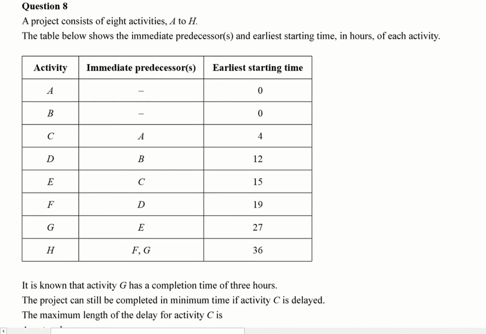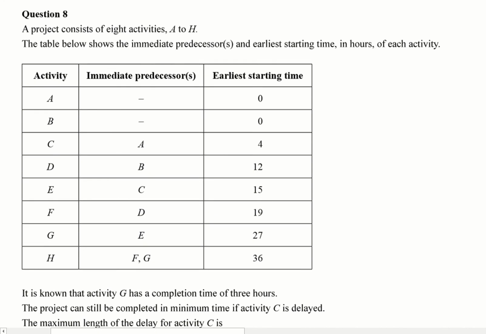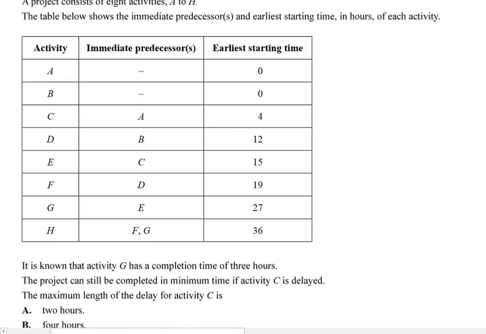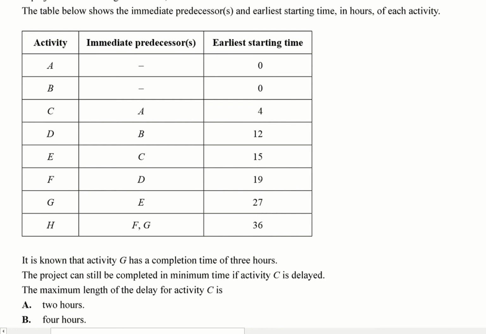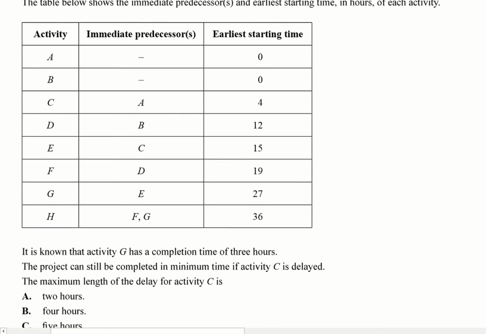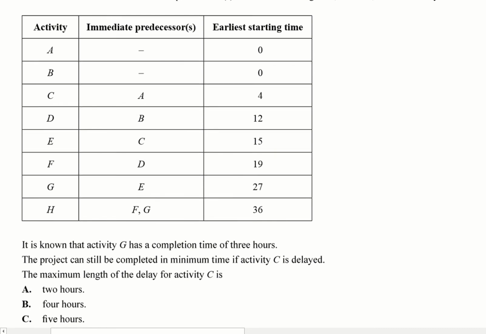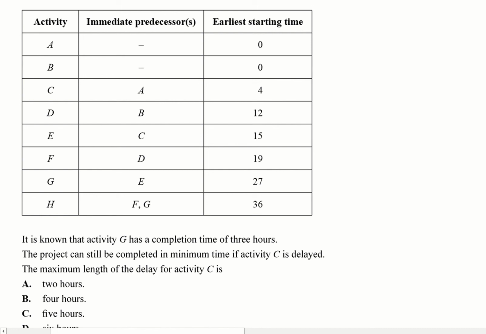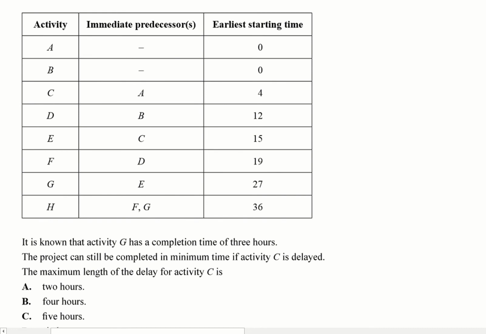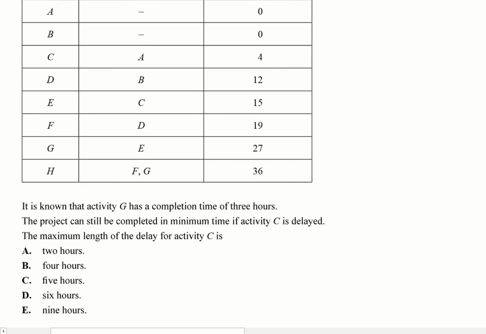All right. A project consists of 8 activities. The table below shows the immediate predecessor and earliest start time in hours of each activity. It is known that activity G has a completion time of 3 hours. It can still be completed in the minimum time if activity C is delayed. The maximum length of the delay for activity C is, and so what we're going to need to do here is draw up what's happening.